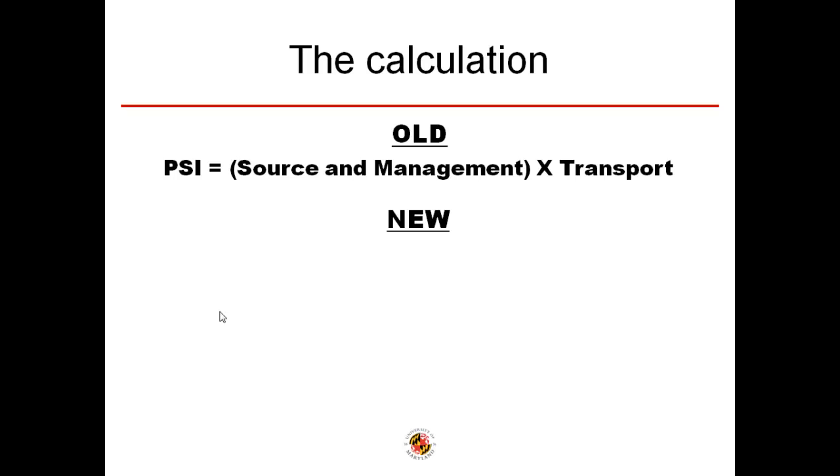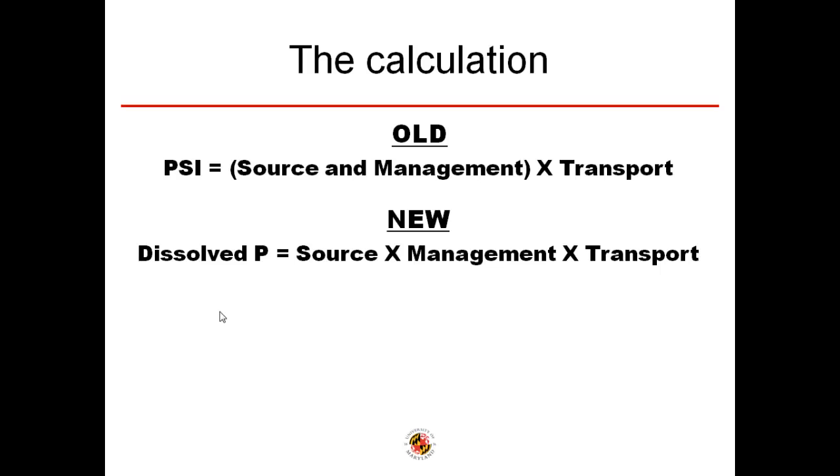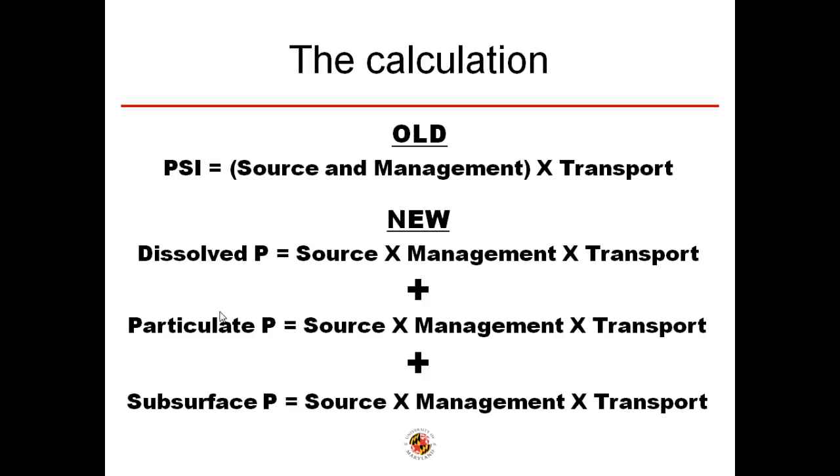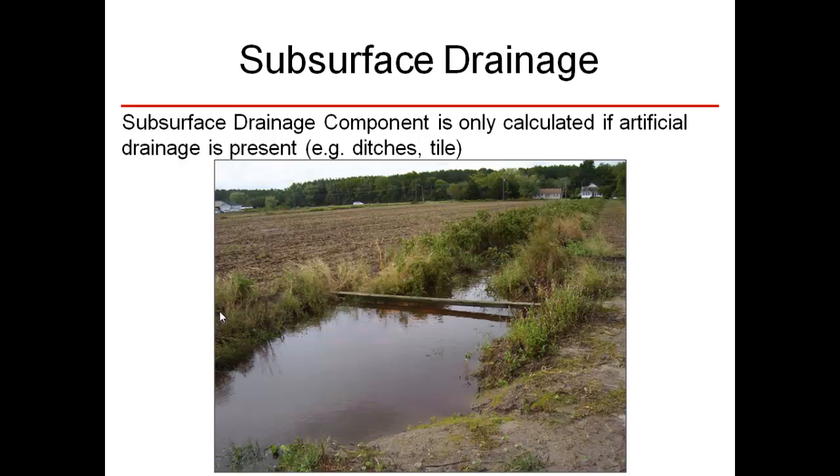The old one was part A times part B: source and management times transport. And the new is that dissolved P equals source times management times transport, plus particulate P risk equals source times management times transport, and subsurface P is source times management times transport. So to talk about subsurface drainage, this is the area familiar to anyone from the Eastern Shore, where subsurface transport occurs.